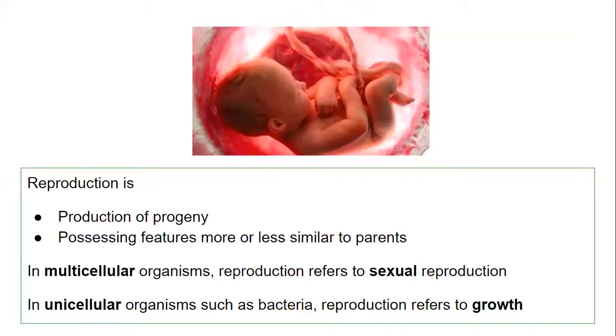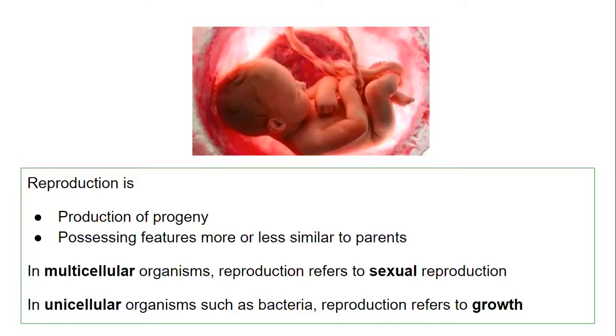Now, understanding reproduction. Reproduction means production of a progeny. And you all know that these progenies have more or less similar features to their parents. That's how we look like our parents. We look different from our friends or members of a species. They look like each other, like all the deer look the same. They don't look like lions, right?